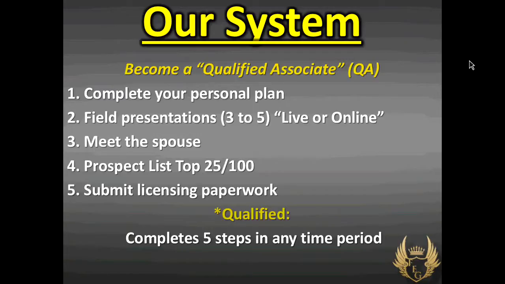Well, the first one is to complete your personal plan, or as we've come to know it, become a product of the product. The second one, field presentations, 3 to 5, whether they be live or online. Third one is to meet the spouse or significant other. The fourth one is to generate a list of prospects from anywhere from 25 to 100 or more names. And the last step is to submit the licensing paperwork, or to get licensed or appointed with our carriers. And if you complete these 5 steps in any time period, you're considered a qualified associate.